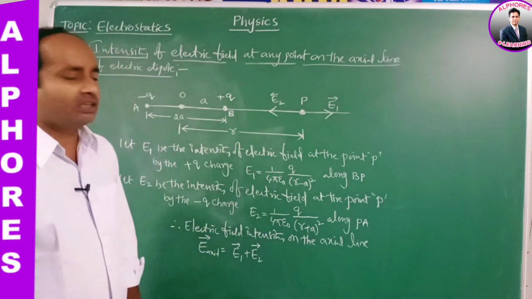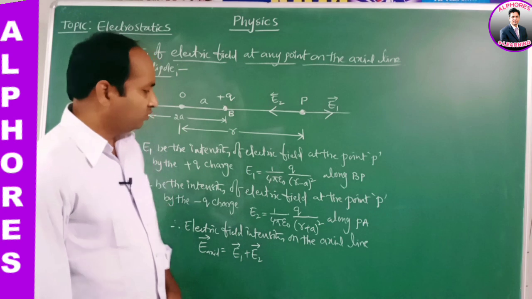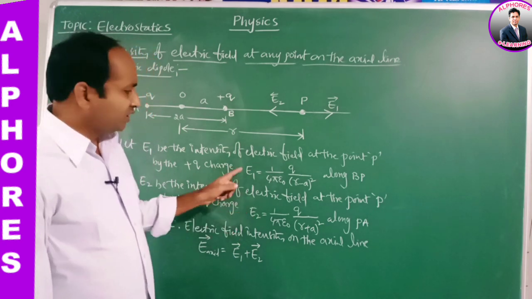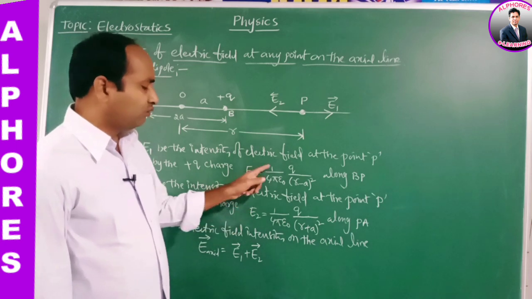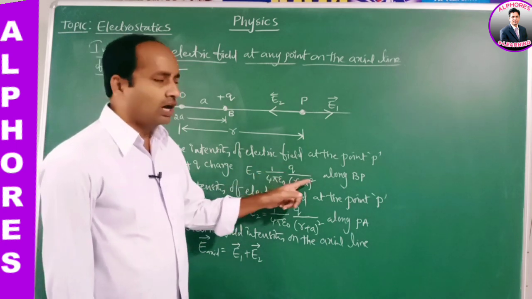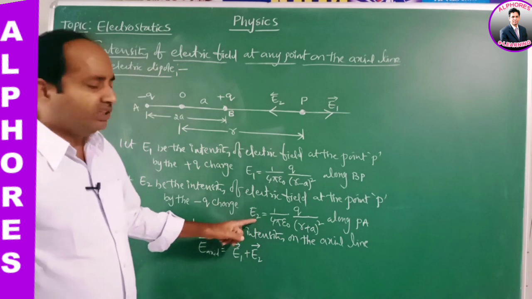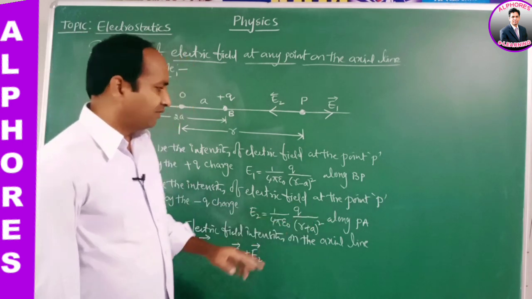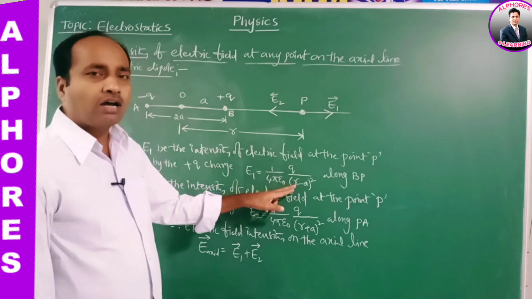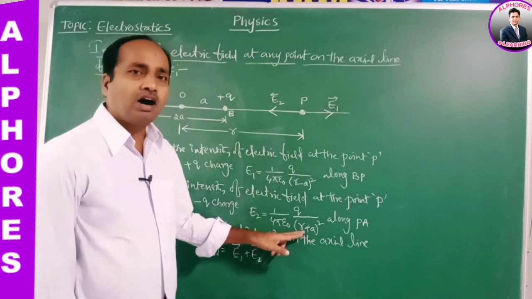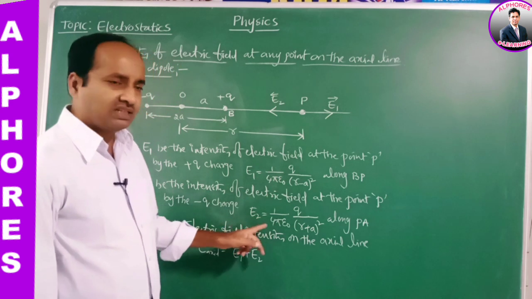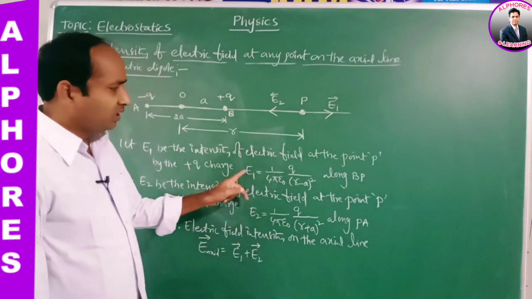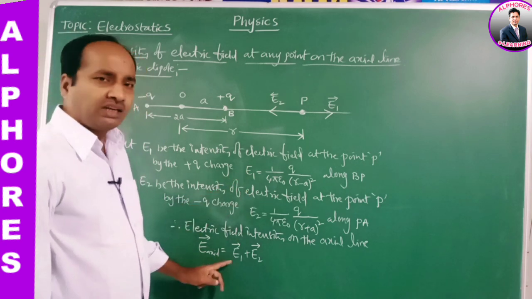So subtract the minimum value from the maximum value. If you observe these two equations, which one is maximum here? E1 is equal to 1 by 4 pi epsilon naught q by (r minus a) whole square, and E2 is 1 by 4 pi epsilon naught q by (r plus a) whole square. In the denominator it is r minus a here, and r plus a there. Remaining all are constants. The denominator value is more, so E2 is less. So here E1 is greater than E2.